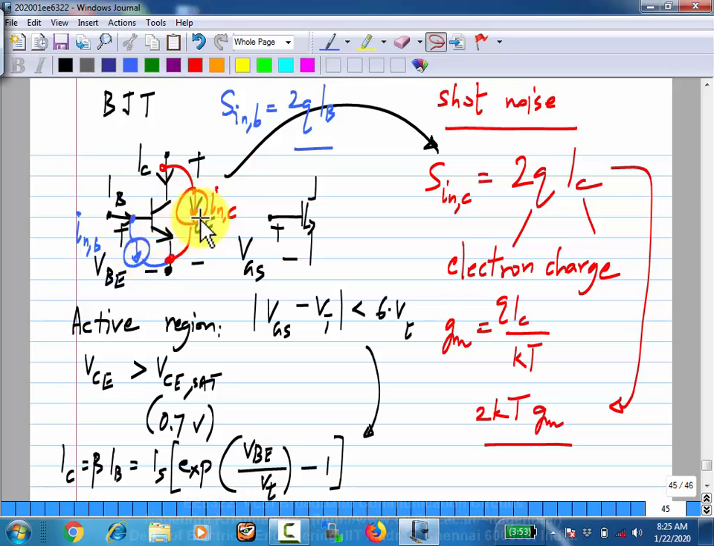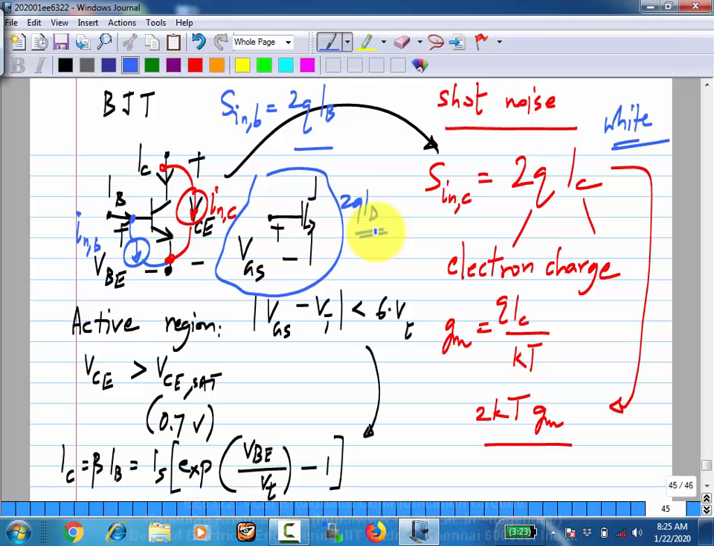So you have shot noise. By the way, these are also white noise spectral densities, in that the spectral density is independent of frequency. The same goes for the thermal noise in a MOS transistor. And when the MOS transistor is operating in this exponential type region, in the weak inversion region, the same expression applies. In that case, the noise spectral density will again be 2Q times ID, where ID is the current from drain to source. This is fine.